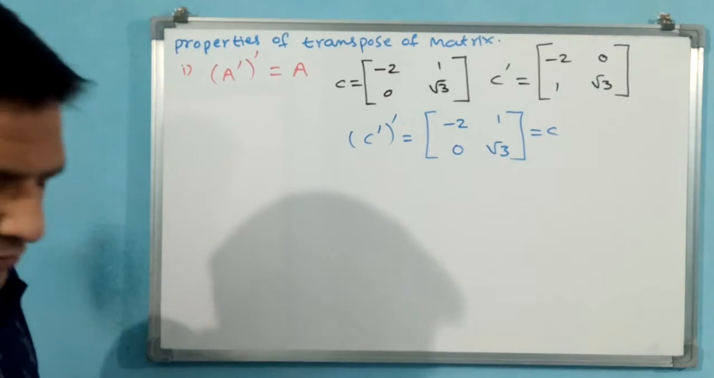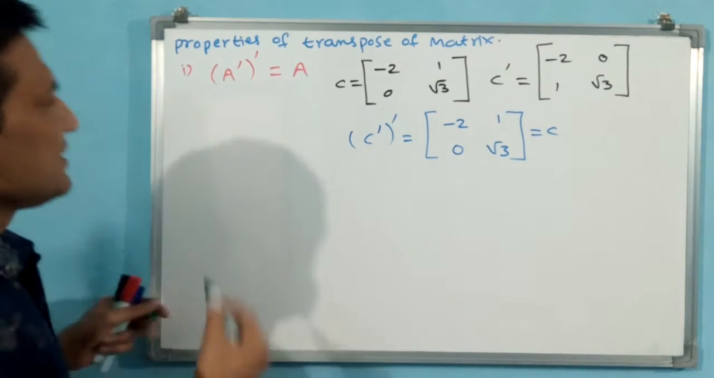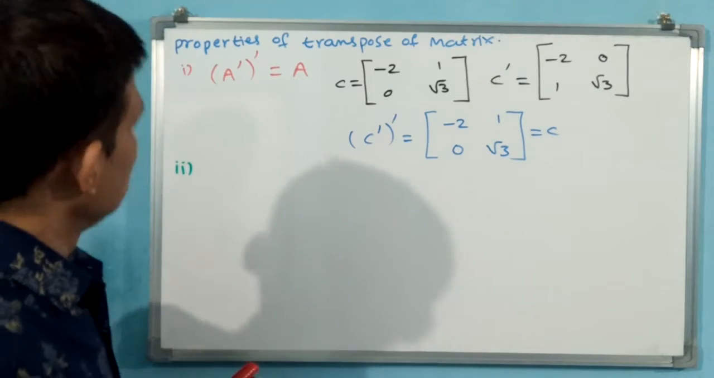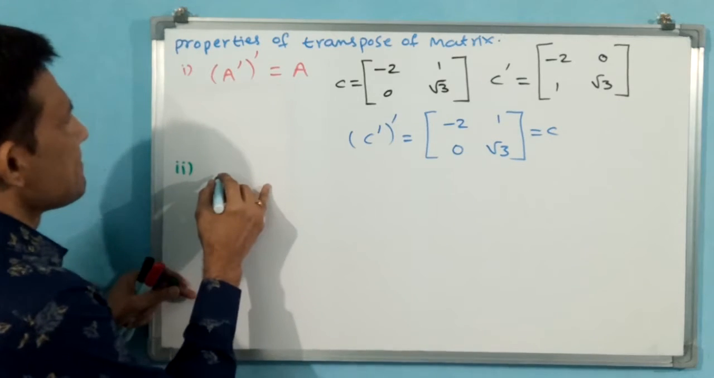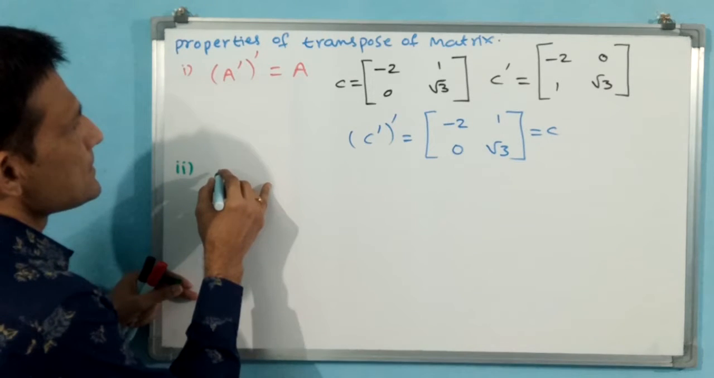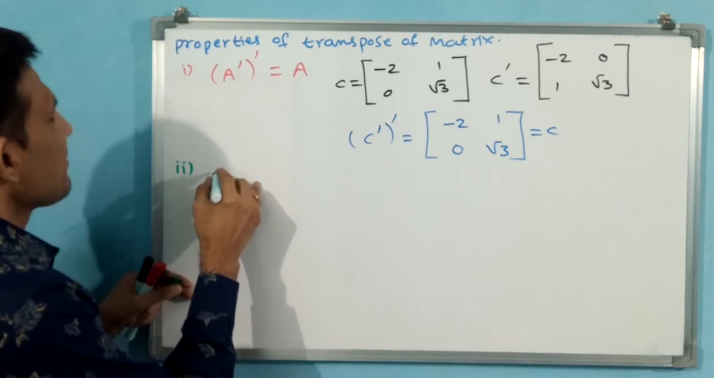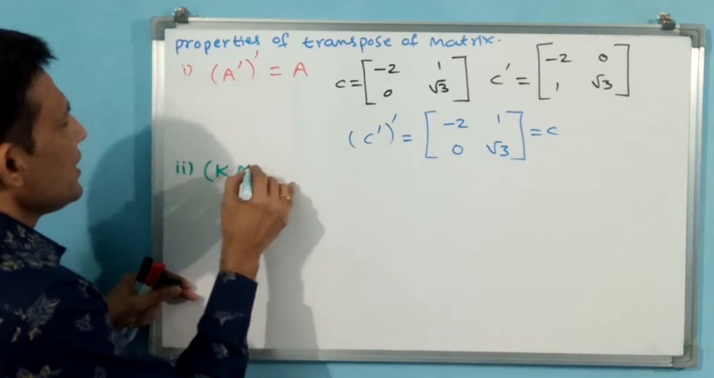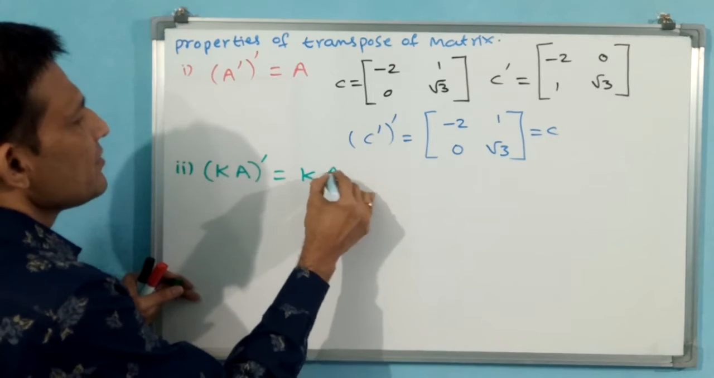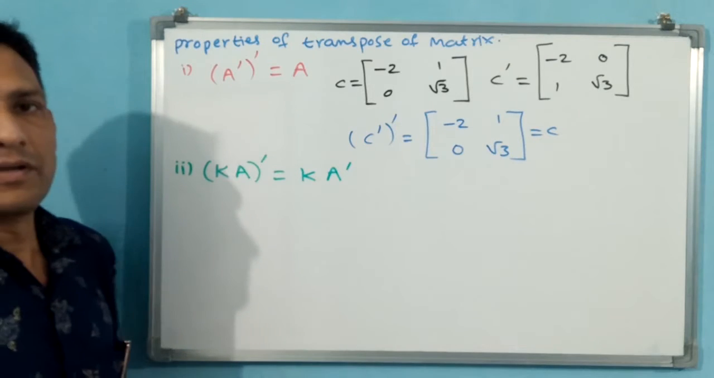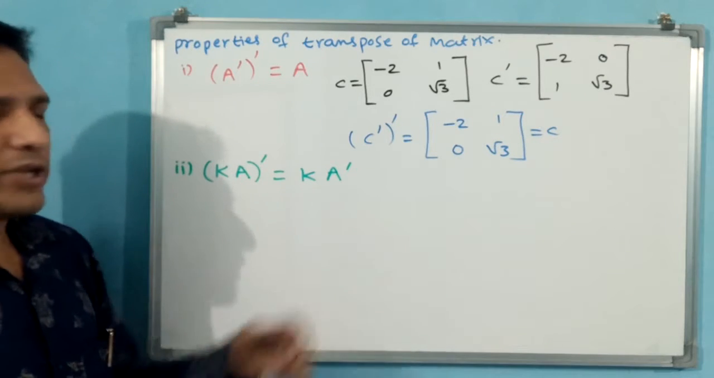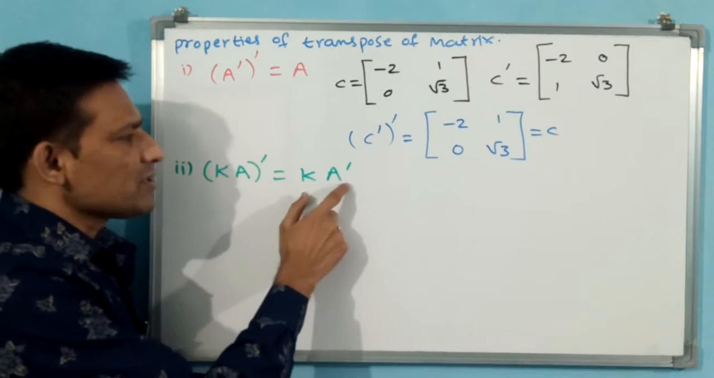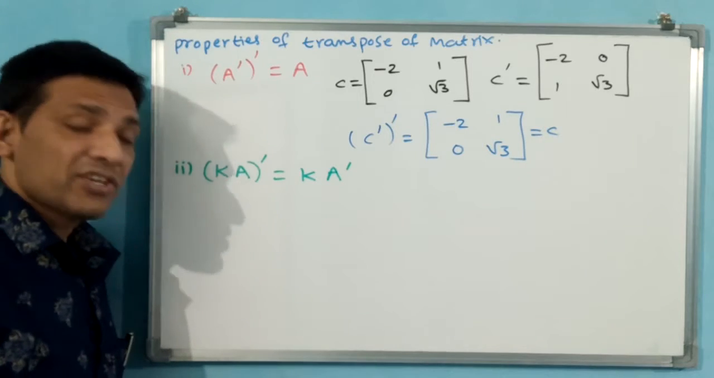Let us see the second property also. Second property, what is there? Ka whole transpose is equal to K into A transpose. See here, in the first property the transpose is for all, but here the transpose is for only A. Why? Because K is a scalar.